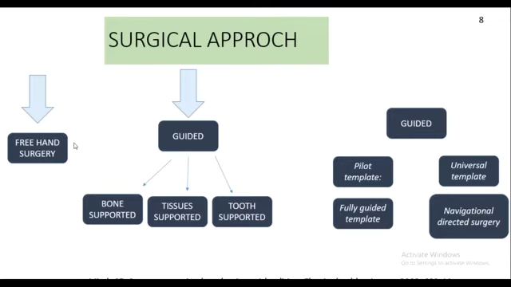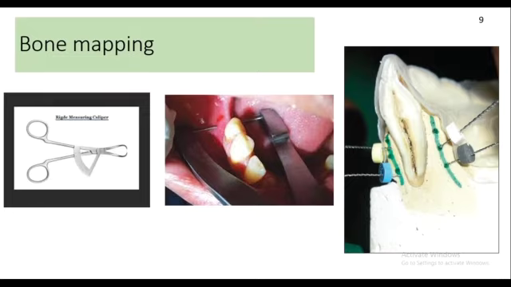Now coming on to the surgical approach, it can either be free-handed or it can be guided. In guided, also, they can either be bone supported, tissue supported, or tooth supported. Bone supported is basically when you use a stent, it is supported by the bone. Tissue supported is when we open a flap, it is supported by the tissue. Or it will be tooth supported. And the guided can be further divided into the pilot template, universal template, fully guided template, as well as a navigational directed surgery.